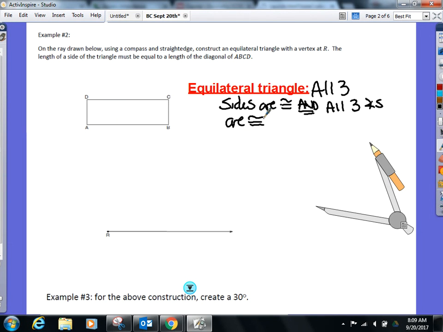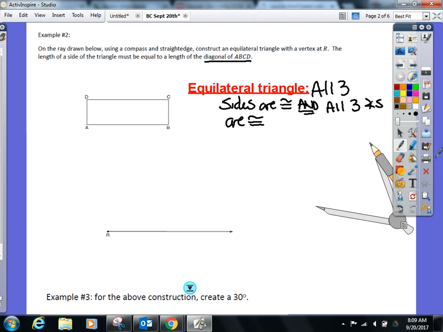Okay, so I need to make a triangle where all three sides are congruent right now. But all three sides have to have the length of the diagonal of that rectangle. What's a diagonal? C to A or D to B.